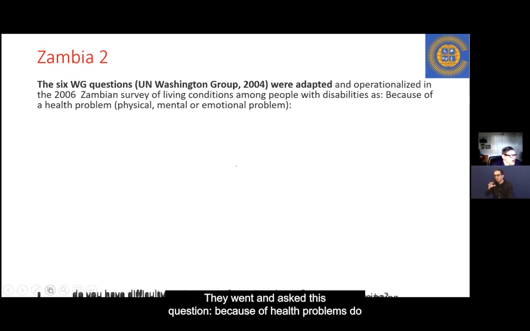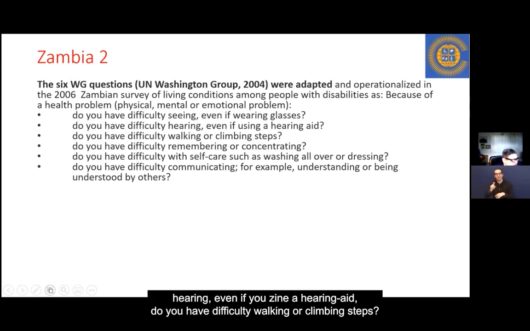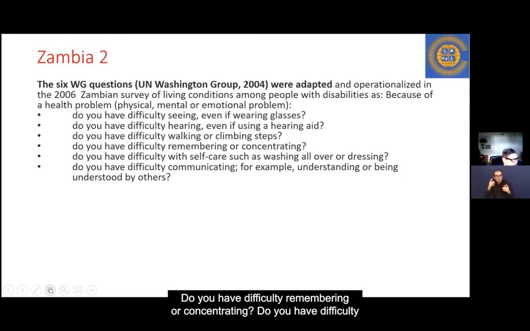And they went and they asked them this question: because of health problems, do you have difficulty seeing even if wearing eyeglasses? Do you have difficulty hearing even if using a hearing aid? Do you have difficulty walking or climbing steps? Do you have difficulty remembering or concentrating? Do you have difficulty with self-care, such as washing all over or dressing? Do you have difficulty communicating, for example, understanding or being understood by others?